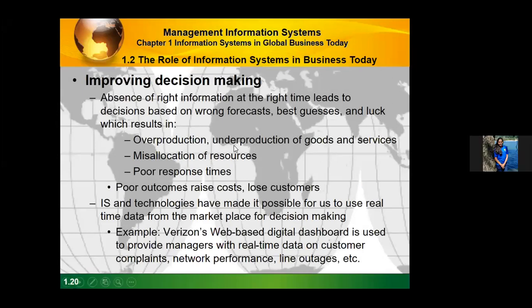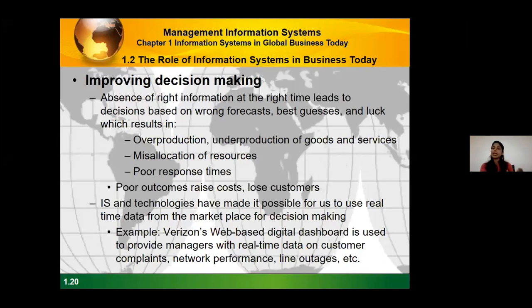Yes, madam. So then we are moving to the next objective, improving decision making. Absence of the right information at the right time leads to decisions based on wrong forecasts, best guesses, and luck, which result in negative outcomes. Now we know in order to make a decision, we need the right information at the right time, right? If we don't have the right information at the right time, then what do we do? We make our decision maybe based on the wrong forecast, or maybe based on luck, right?